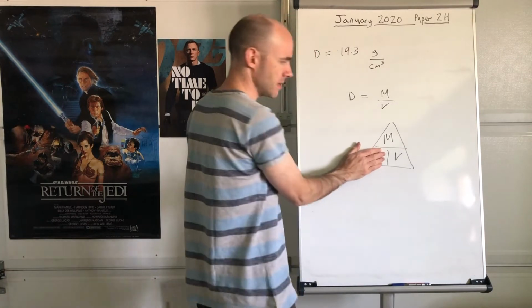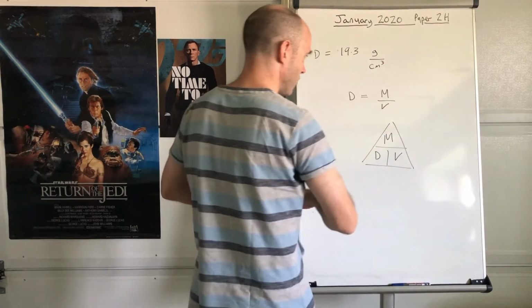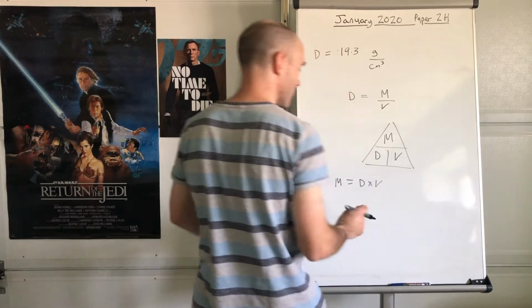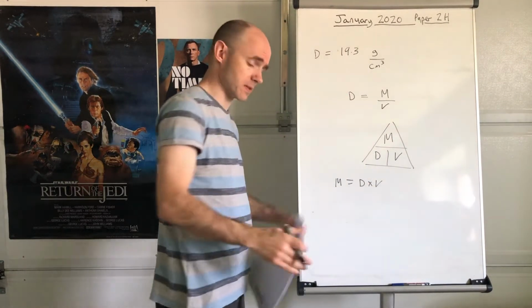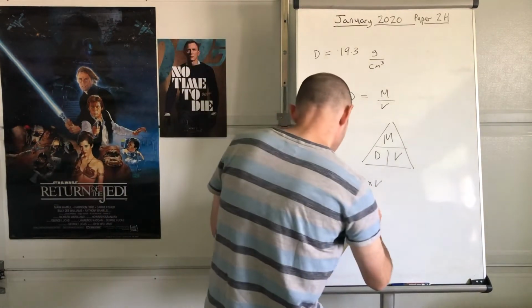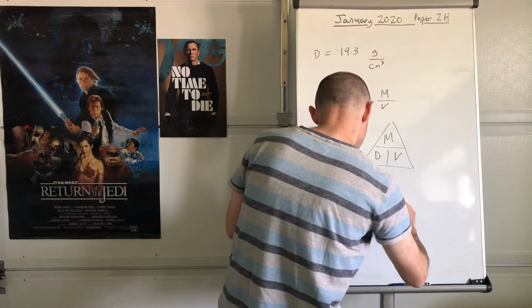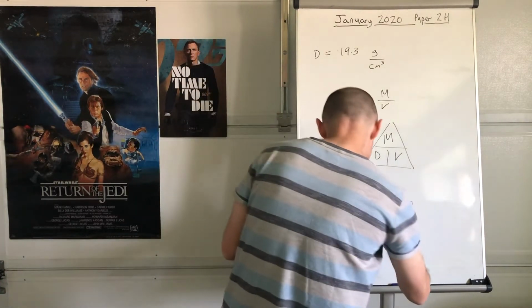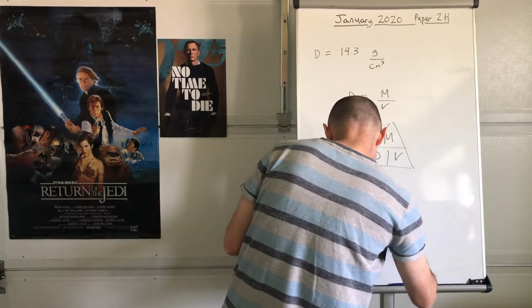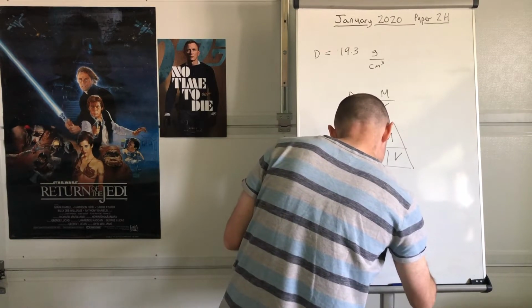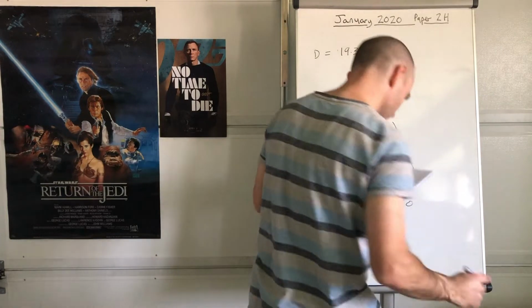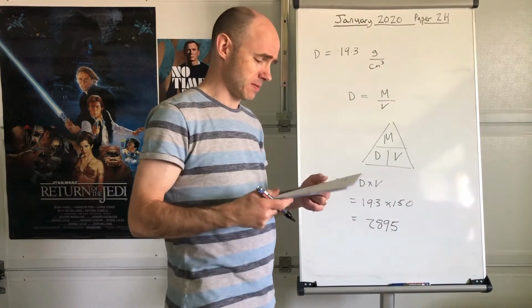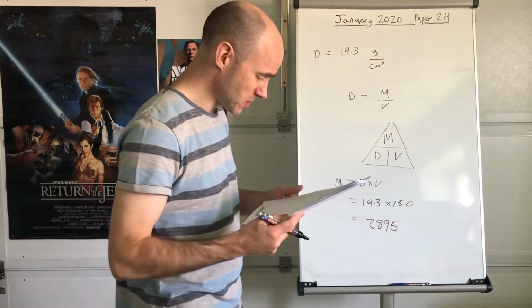So for example, density is mass over volume, but rearrange that formula, you can see that mass is equal to density times by volume. They're covered up, density times by volume. So what you want to do is 19.3 multiplied by 150, and then write down your answer. That turns out to be 2,895. There's no decimal point, I was misreading it. 2,895 grams.